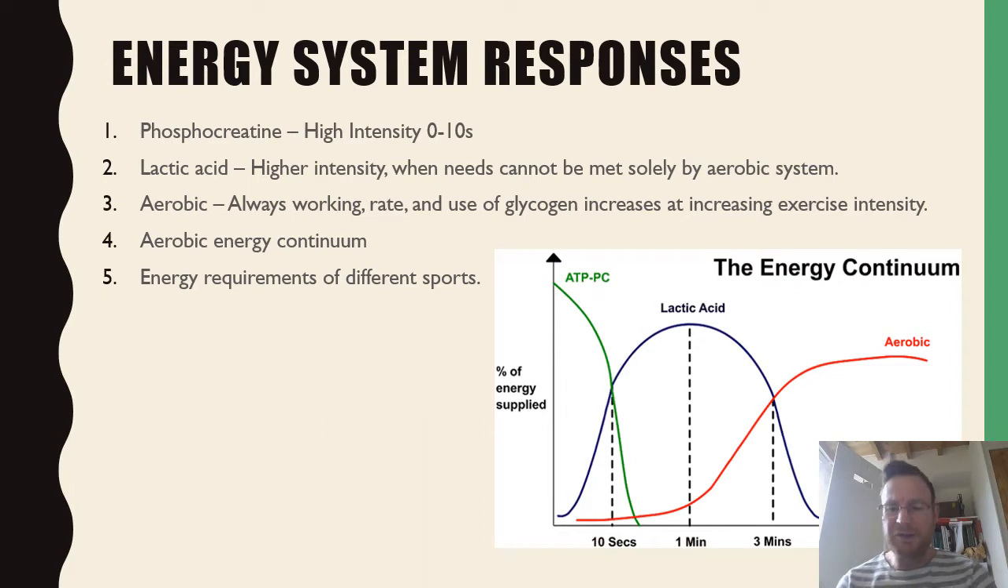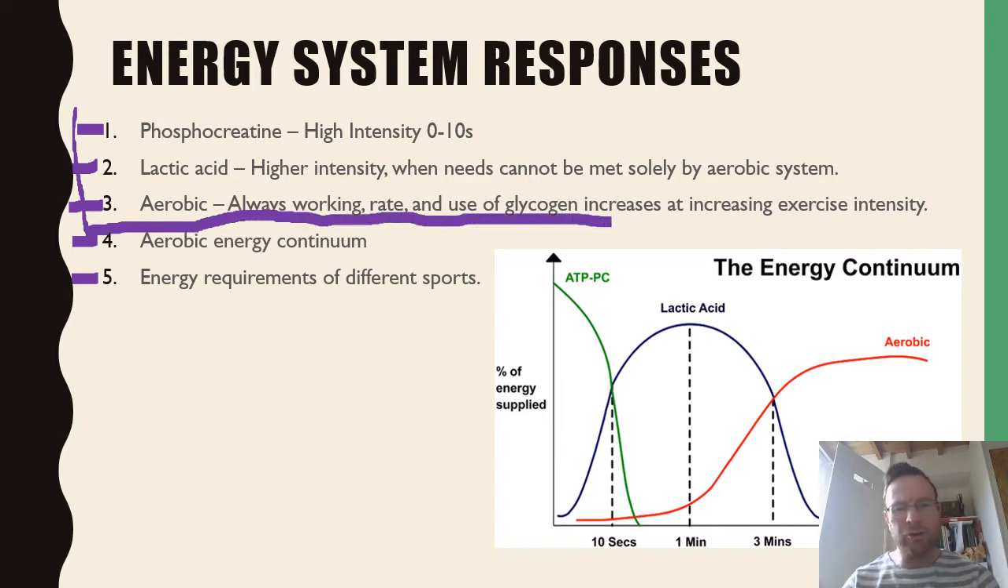So we're going to move into the different bits. So it asks also for energy system responses, and you need to cover these 4 things. You need to mention the phosphocreatine system, the lactic acid system, the aerobic system, this concept of the aerobic energy continuum, and also make mention of energy requirements of different sports. So again, a lot of this was covered in anatomy. So we should have a fair grasp of these first 3 systems, but it's important that you do give a quick recap of them as you move into your work.